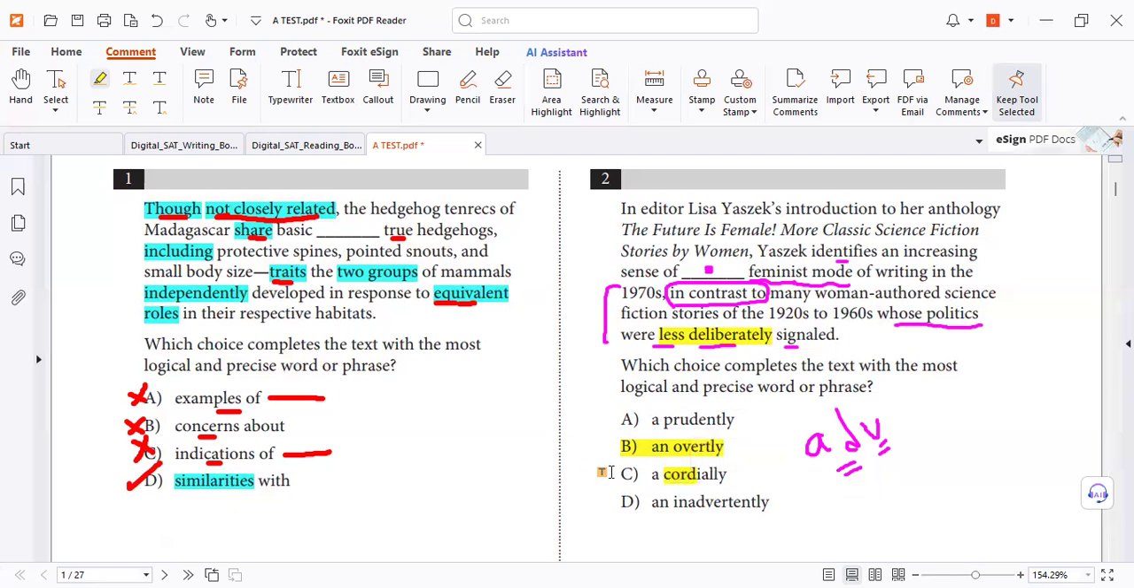Cord. Cord in Latin root means heart, or something you love, you agree about. But we're not talking about that, the increasing lovely feminist mode. We need something opposite to that. Lovely is opposite to less deliberately? Wrong. Inadvertently means less deliberately. Look, inadvertently means less deliberately. We need something opposite to less deliberately. So D means the same, but we need the opposite. So it must be letter B.